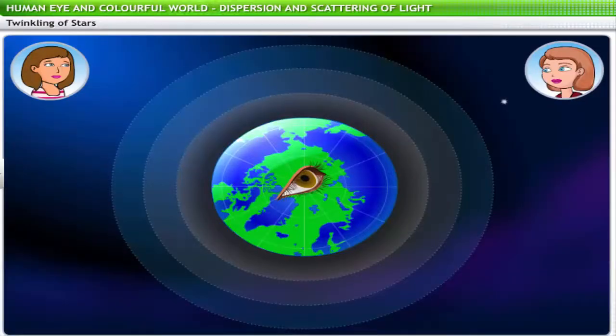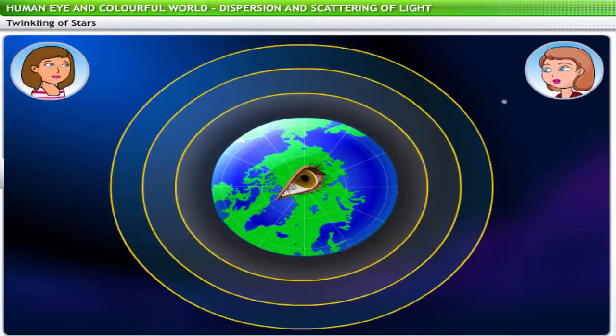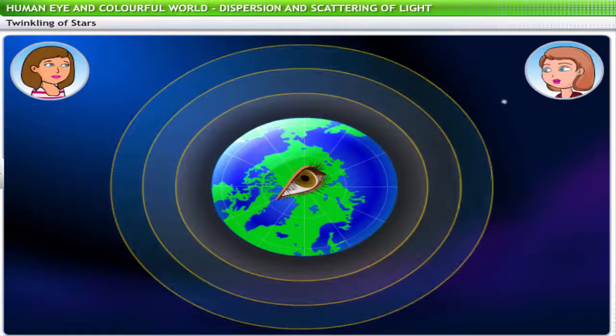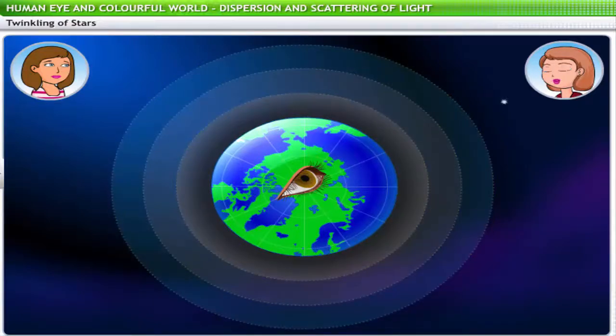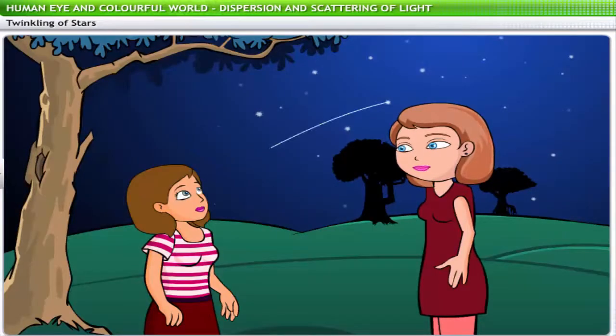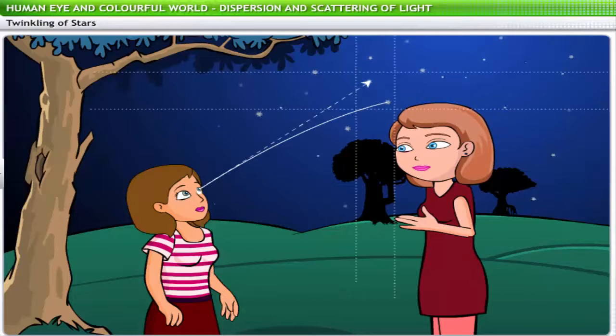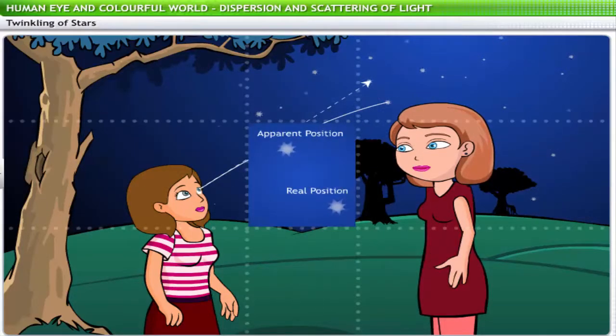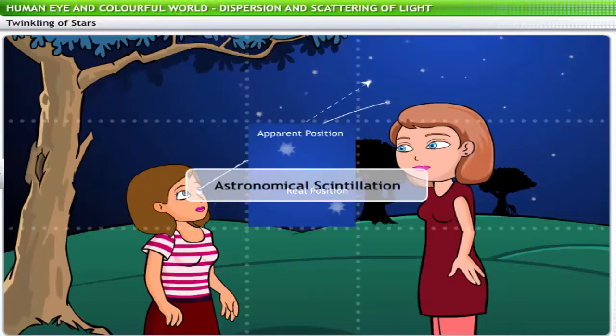Since our atmosphere is heterogeneous, that is, made up of many layers of various densities, the light reaching us from the sun or stars is refracted multiple times. As it crosses each medium, it refracts. Since these media or the layers of air are constantly moving, the angle of refraction of light is changing continuously. Therefore, we see the light from the stars flicker. In scientific terms, we refer to the twinkling of stars as astronomical scintillation.